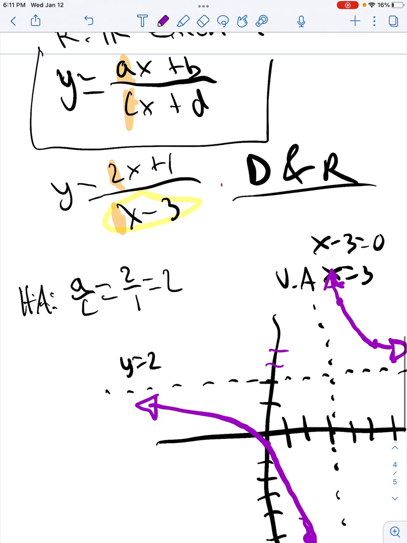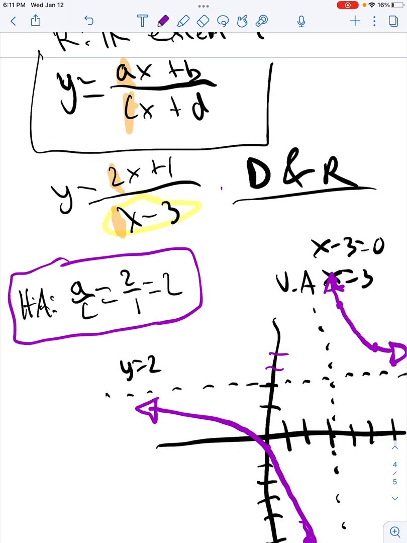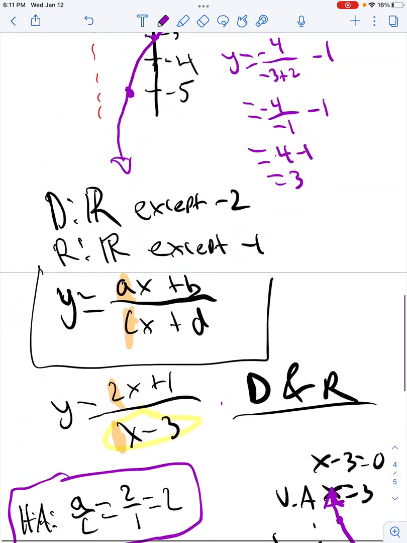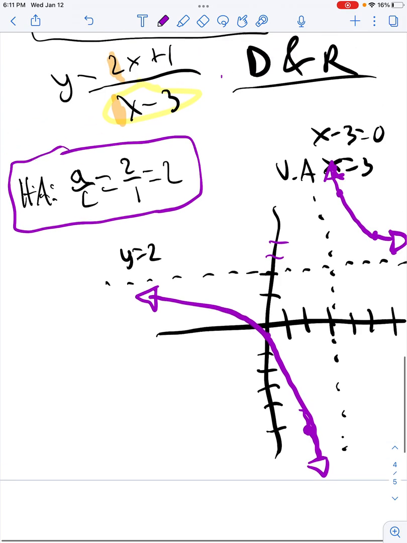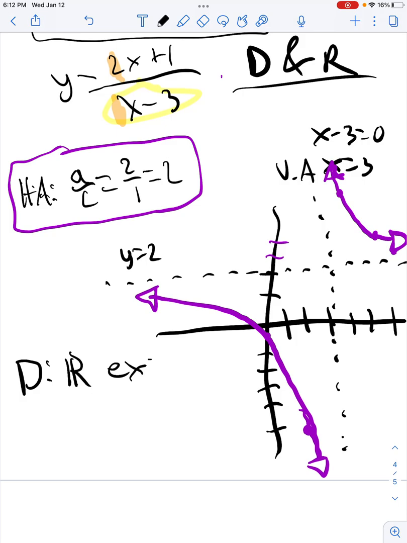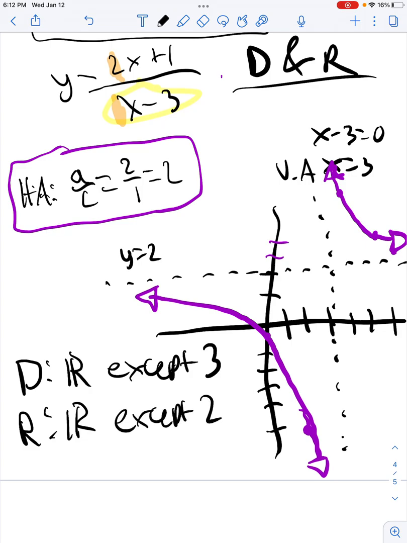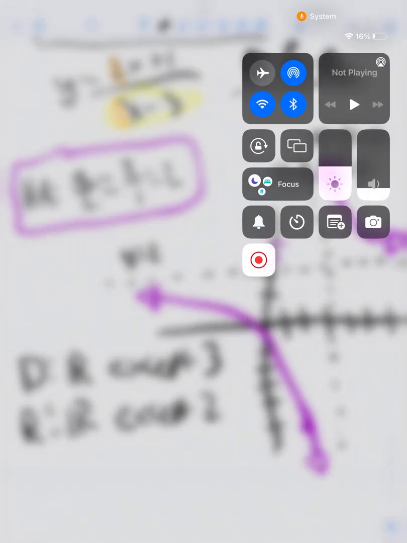So that's kind of, again, the one tricky part about this one is while your vertical asymptote stays the same, your horizontal asymptote, notice you had a slightly different problem. You had to do A divided by C if it's in this form. We got to finish off with the domain and range. The domain is going to be all reals, so again, this fancy R, all reals except 3 because we have an asymptote. And our range is going to be all reals except 2, same reason. We have an asymptote.